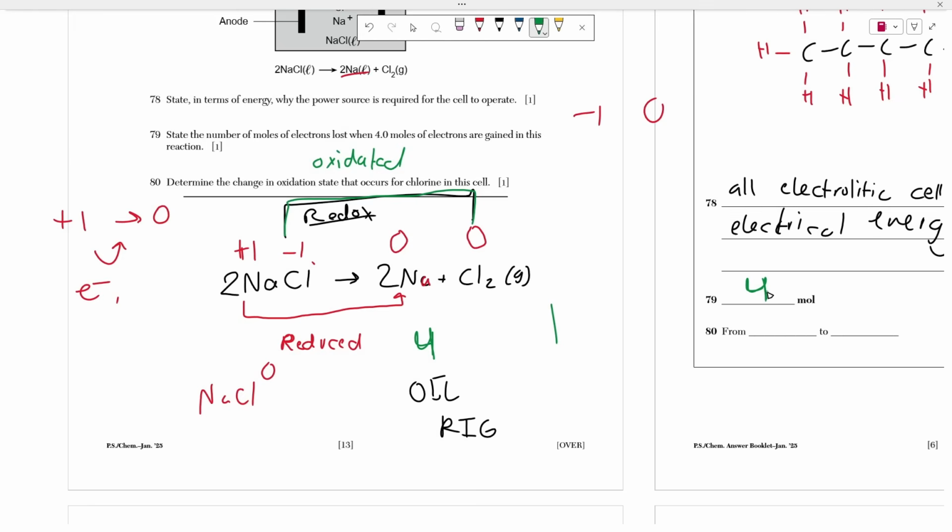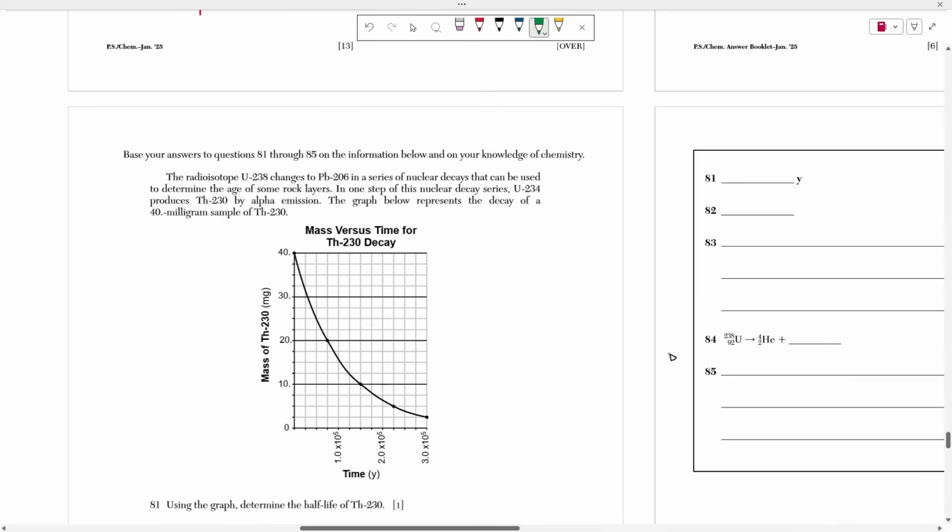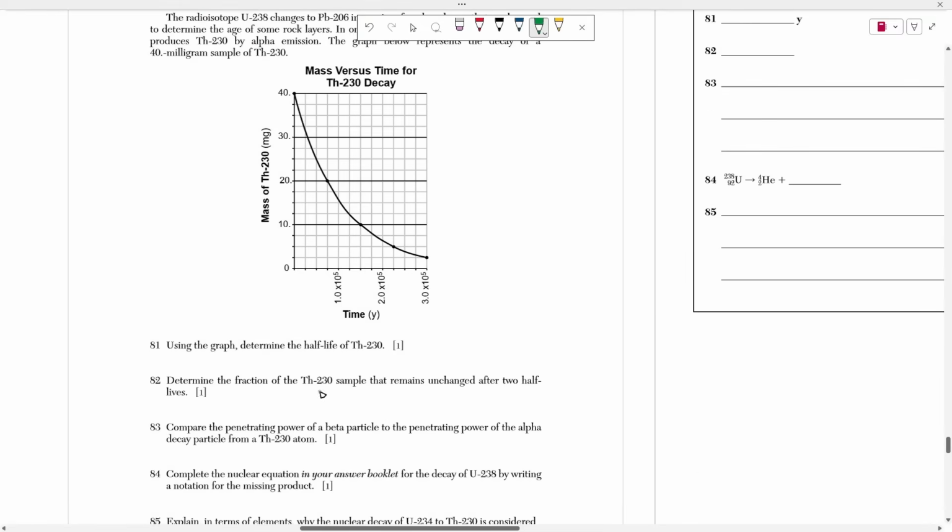If you're gaining 4 moles of electrons, that has to equal the number of moles of electrons that you lost. And finally, number 80 asks us to determine the oxidation state change that occurs in chlorine in the cell. So if we look at chlorine, its oxidation state was originally -1, and then it turns to 0, so you just write from -1 to 0. All right, last cluster of questions, guys.